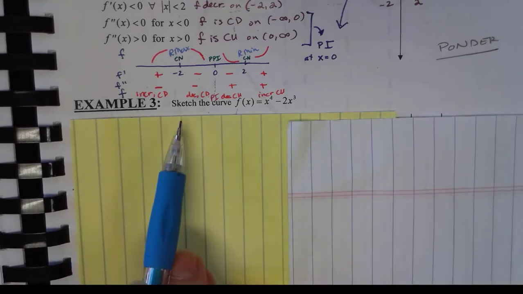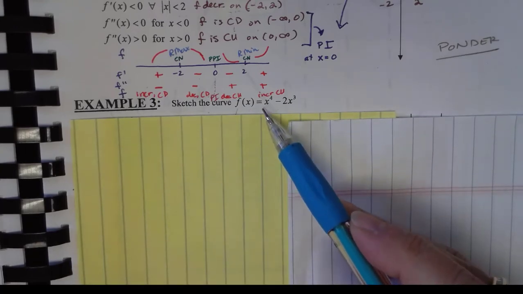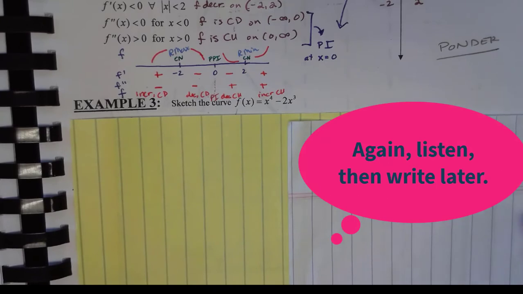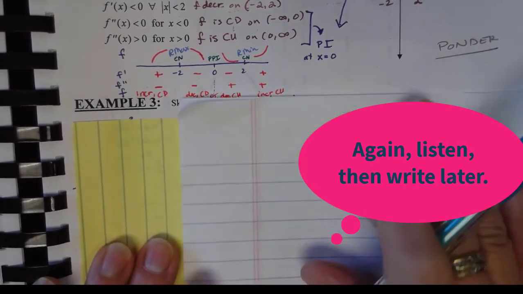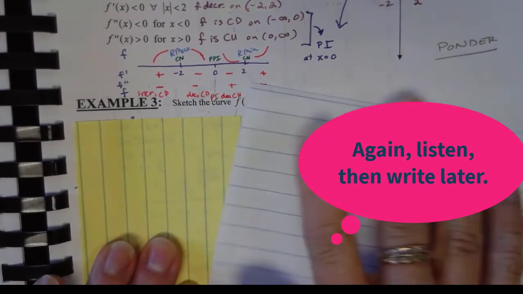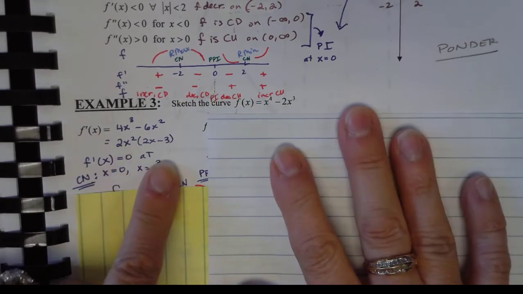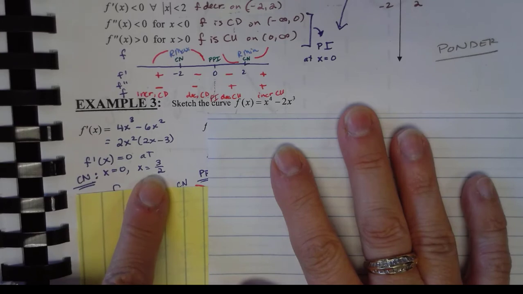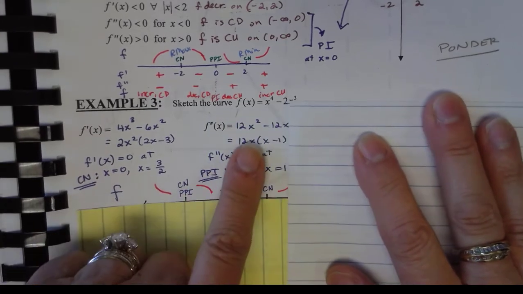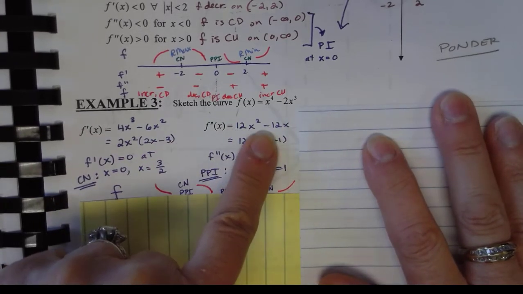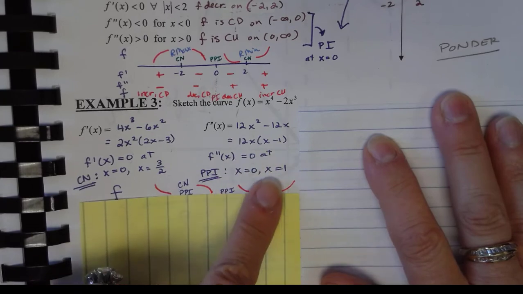Example 3, sketch the curve. So f of x is x to the 4th minus 2x cubed. We are going to have to find the first derivative and the second derivative and find where they're equal to 0. So my critical numbers are 0 and 3/2. My possible point of inflection, second derivative, happens at 0 and 1.